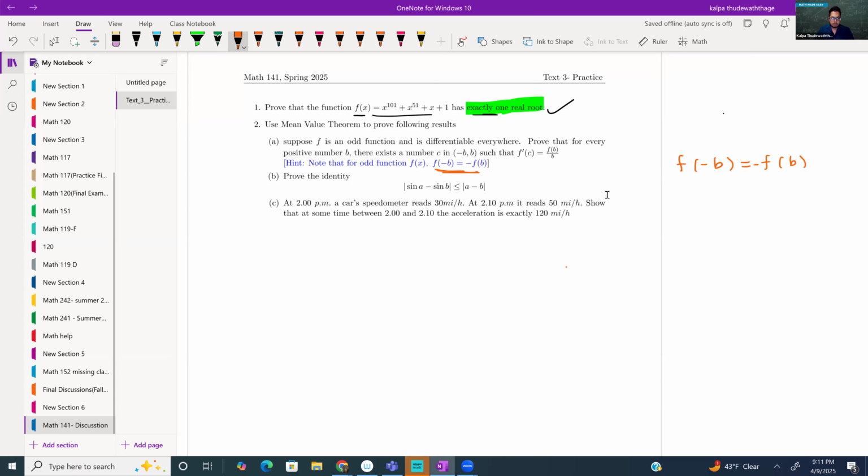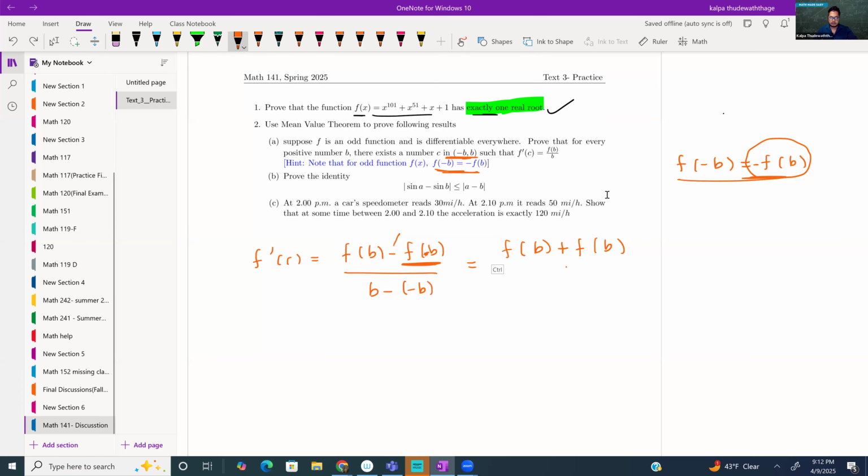So you can use the mean value theorem. It says f dash at c is equal to f of b minus f of minus b over, because my interval, I choose negative b to positive b, so if we subtract negative b from b, it will be 2b. But I know f of minus b is equal to minus f of b, so that means it becomes plus, because the minus coming out, I can take out from the function, and this will be plus.